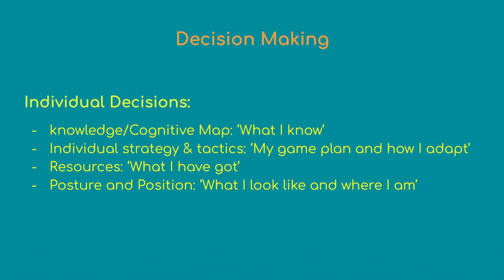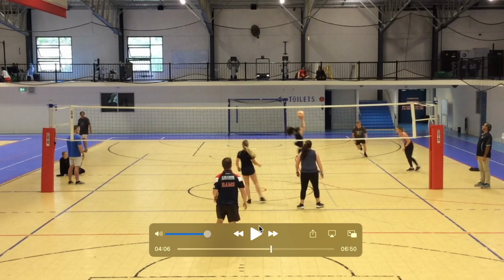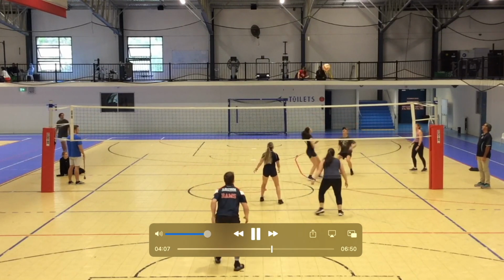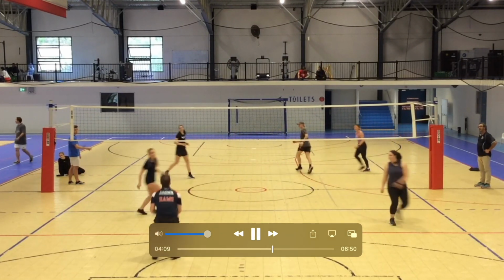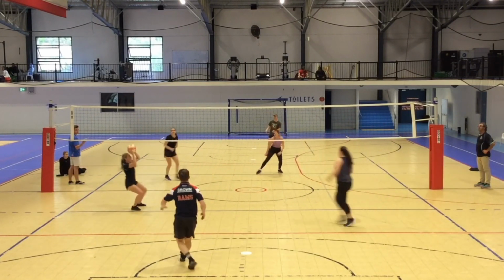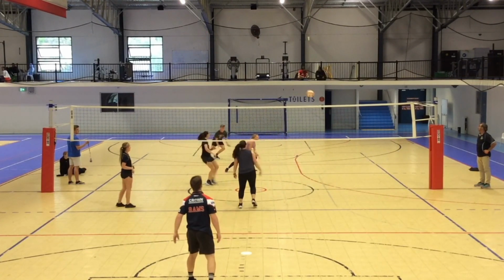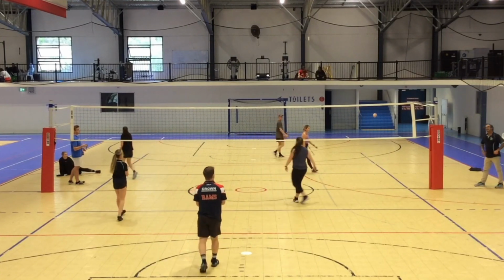Individual decisions are concerned with the player's perception of themselves. For example, the idea of what I look like, where I am, what I've got, and what I know. During the clip of the 3-on-3 volleyball game, we can observe multiple instances of individual decision making. An example of this is when we see the player in the grey singlet strike the ball over the net.